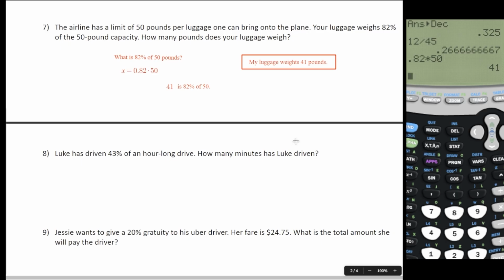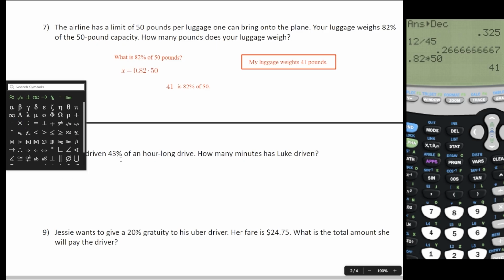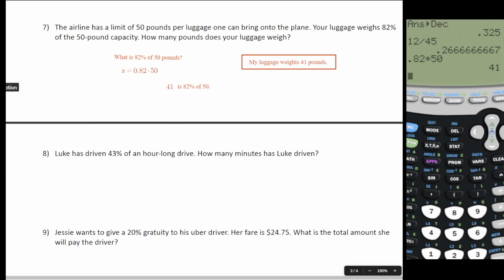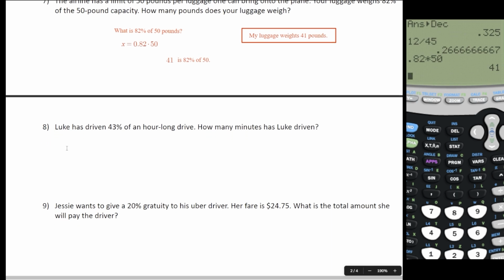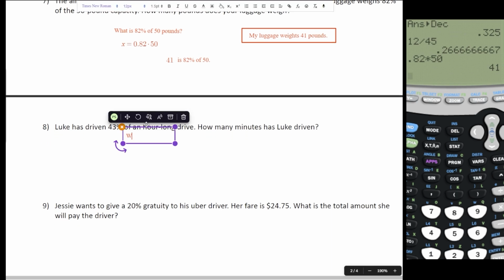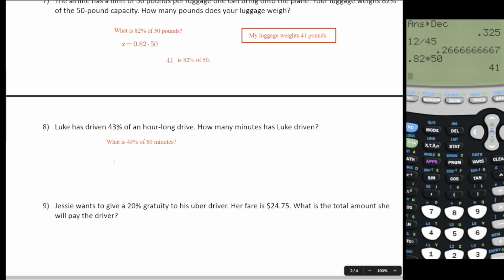Number 8 says, Luke has driven 43% of an hour-long drive. How many minutes has he driven? So we're going to try to translate this into just a direct percent question. What is 43% of an hour? So we're going to call that 60 minutes. The question is asking for how many minutes, and an hour is 60 minutes. So what is 43% of 60 minutes?